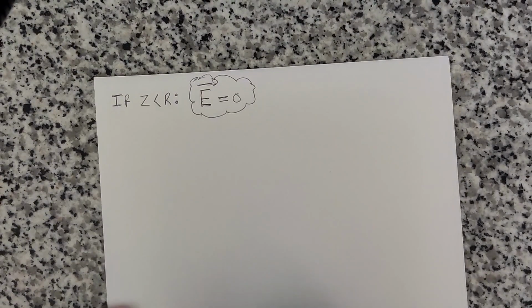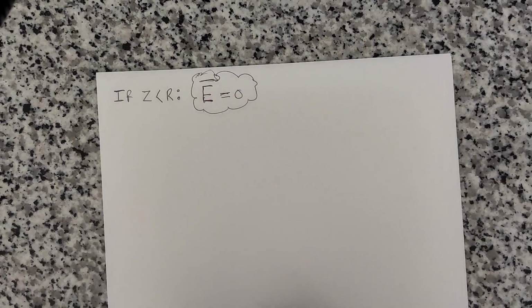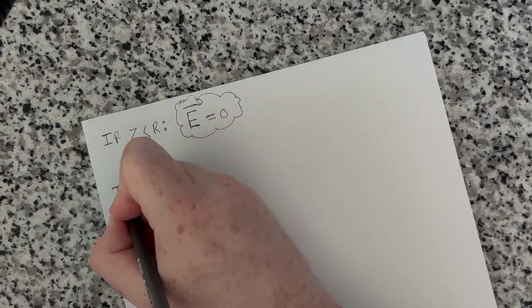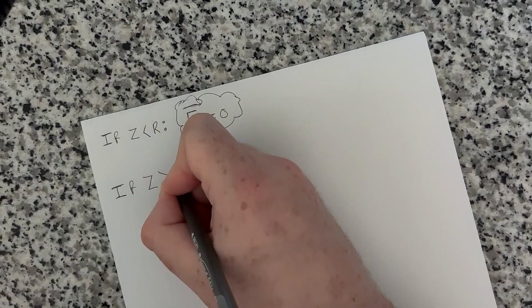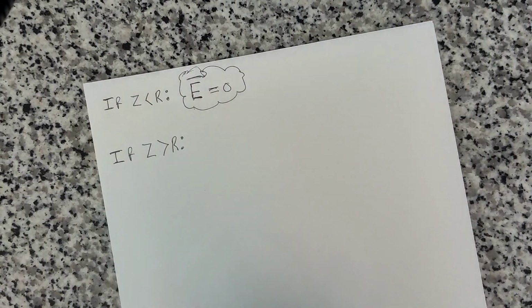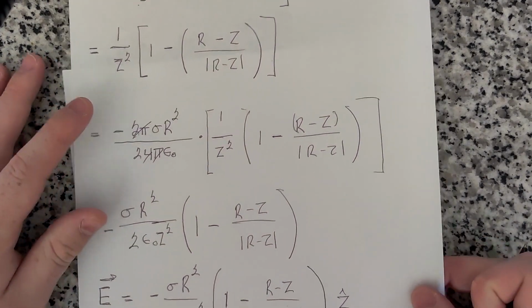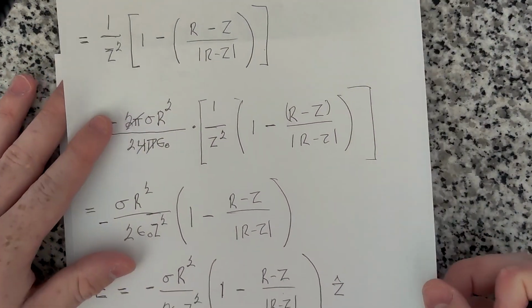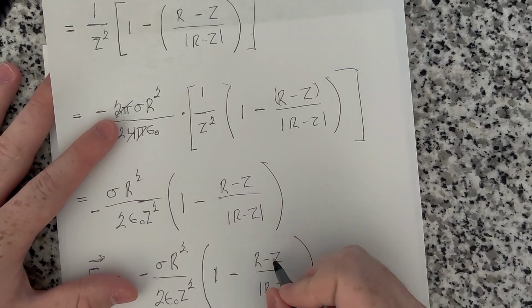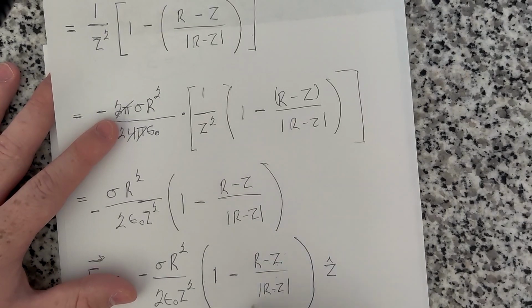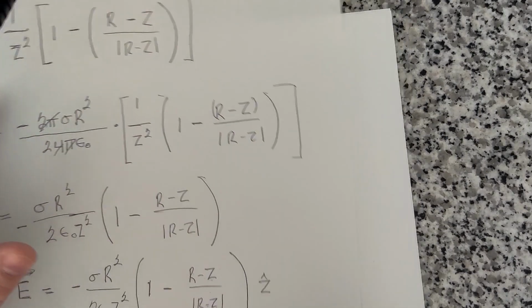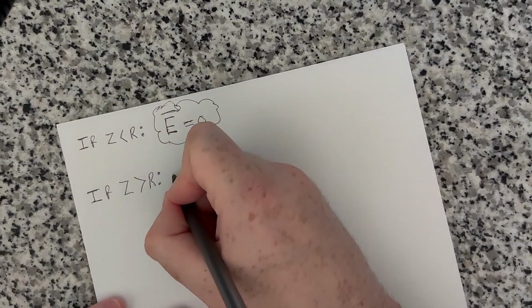for any generic surface. So now let's evaluate the case where z is greater than r. So outside of the sphere, what happens? If z is greater than r, then we have r minus z. So this is going to be a negative number, and the magnitude of r minus z is going to be positive. But we can flip that and just make it z minus r instead.